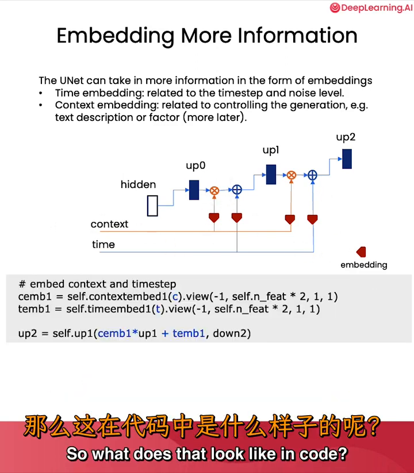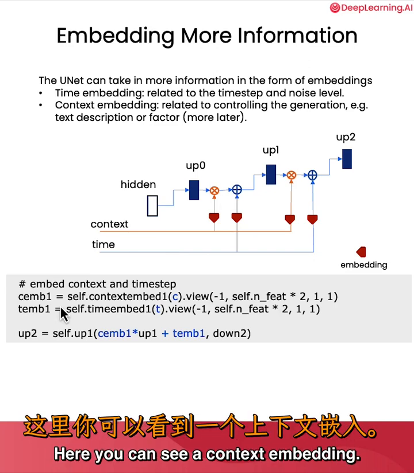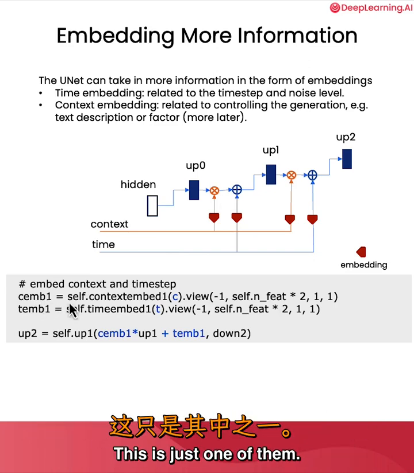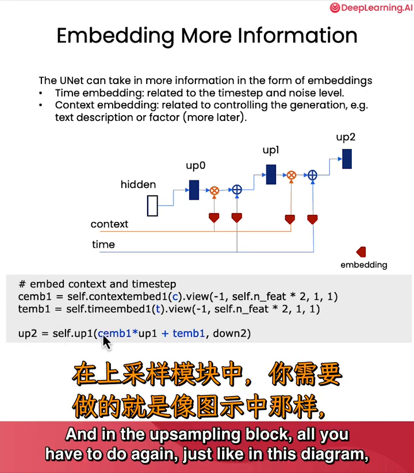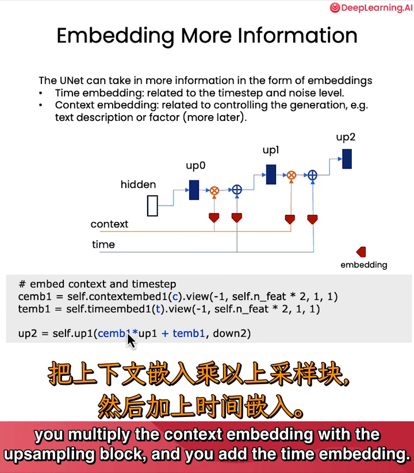Great, so what does that look like in code? Here you can see a context embedding. This is just one of them. And then here you see the time embedding. And in the upsampling block, all you have to do again, just like in this diagram, is multiply the context embedding with the upsampling block and add the time embedding.